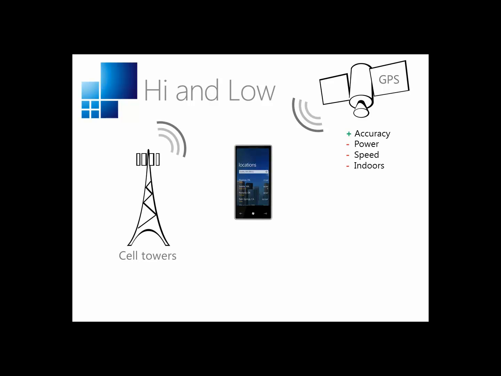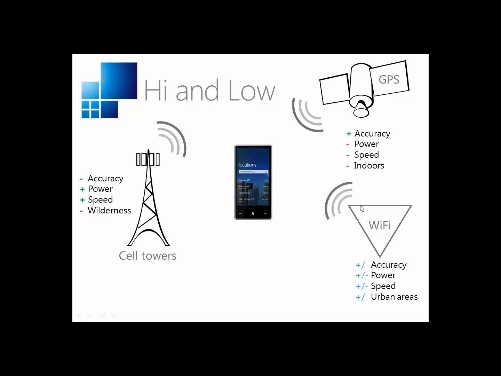Cell towers, on the other hand, aren't as good for accuracy, of course. It's really good on power, really good on speed, and does not work too well in the wilderness. Wi-Fi, on the other hand, is kind of right in the middle of all of them. Obviously, it works better in urban areas. Speed, power, accuracy, they're about the same as they would be for cell towers.